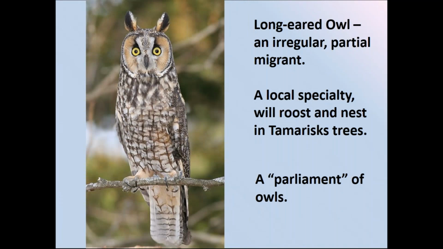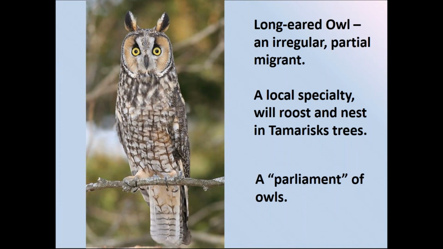When it comes to owls, a lot of owl species don't migrate at all, but some do. And the long-eared owl is an example of a species of owl that does migrate. However, they're irregular in their migrations and not all of them migrate, so they're partial migrants. But occasionally, or in some years, we'll get them nesting in the park, maybe more than one pair. And then other years we'll have no long-eared owls.